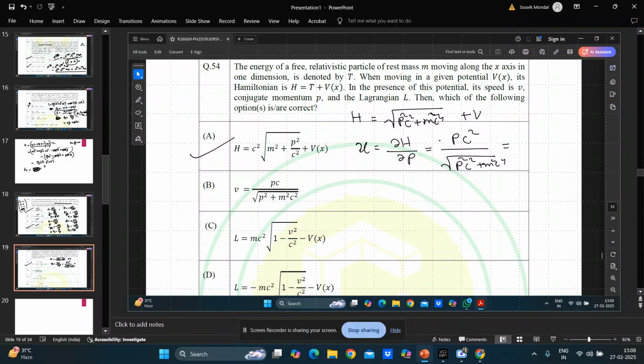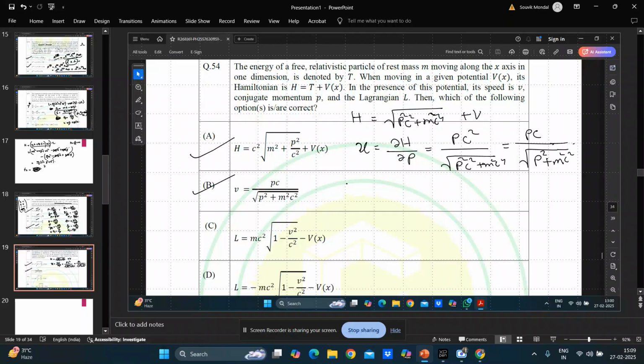So you will get pc square divided by root of p square c square plus m square c to the power 4. Now if you take a c common and divide both numerator and denominator, you will get pc divided by, here you have divided by c square, so you will only have p square here, and you will have m square c square here. Okay, this option is also correct.